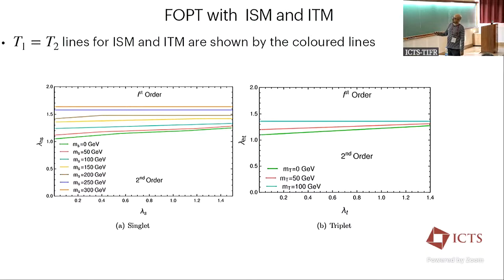These are for different soft mass parameters, and these are lines where T1 equals T2, above which you expect the first order phase transition, below which you expect the second order phase transition, and this is the self coupling that is being varied. So you see there is a very minimal dependency on the self coupling when you vary the masses. It is almost independent, it looks very parallel.